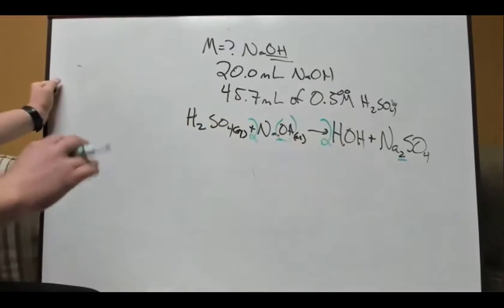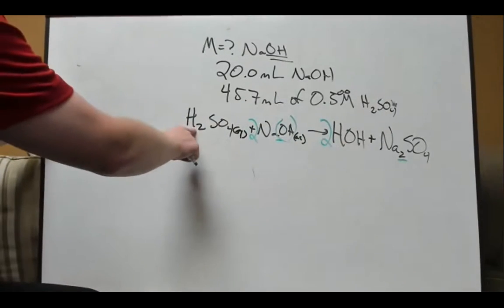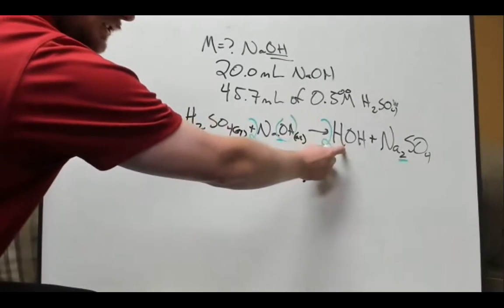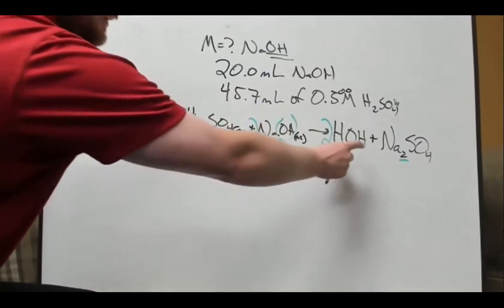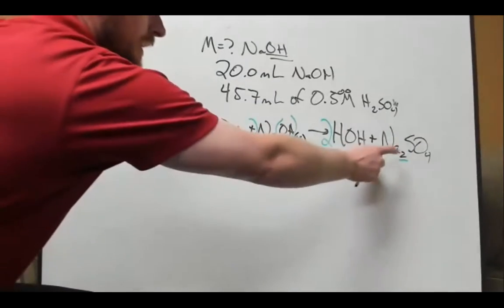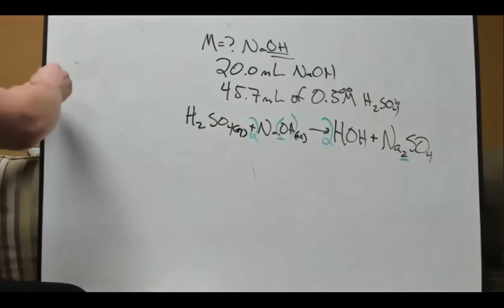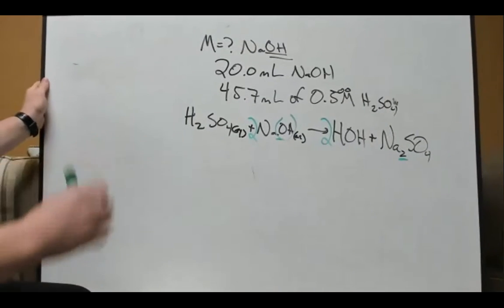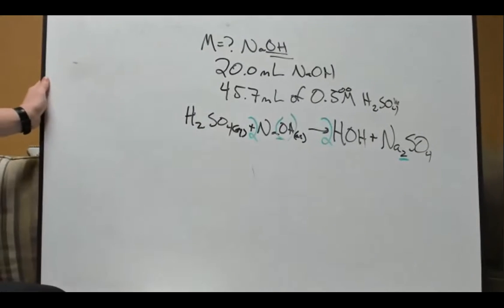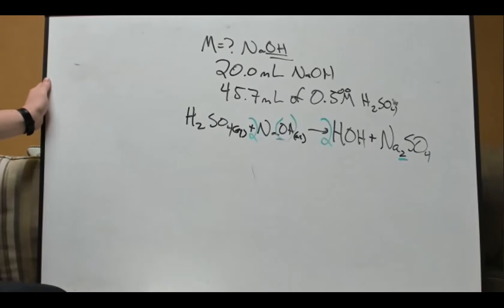So now let's see if we're balanced. We have 2 hydrogens here. We have 2 hydrogens here. We have 2 OHs here. We have 2 OHs here. We have 2 sodium, 1 SO4, 1 SO4. We are completely balanced. This is why balancing polyatomic ions this way makes it just a little bit easier to balance instead of breaking each one up individually.